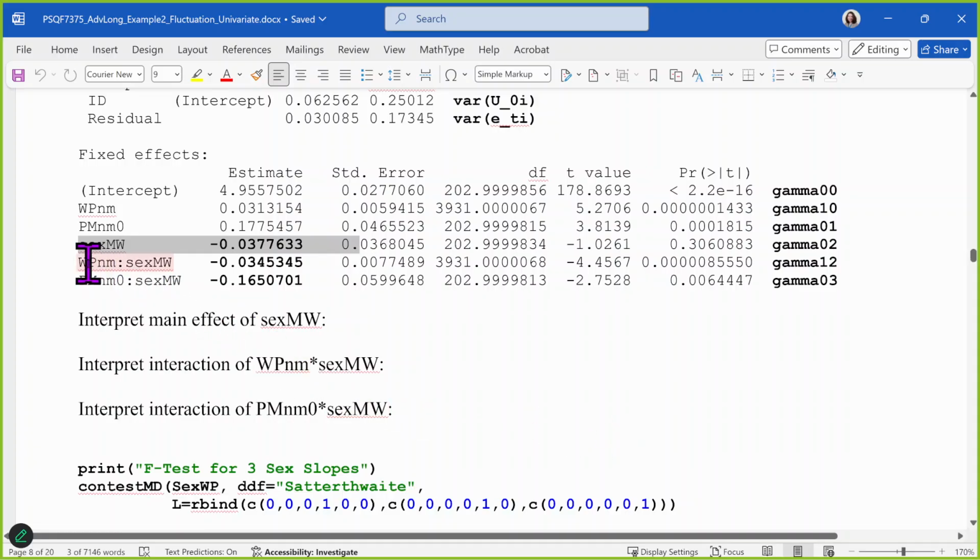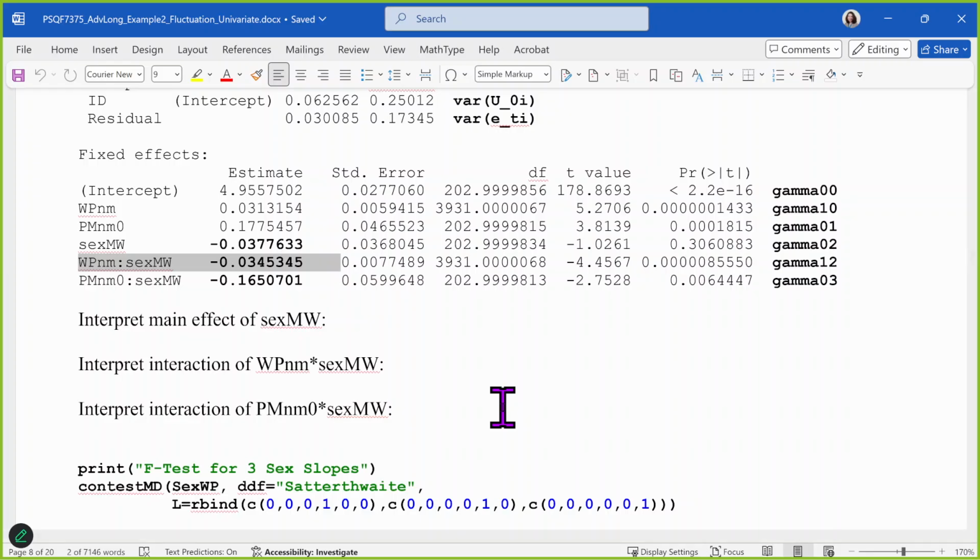What about within person negative mood by gender? Random intercept at level 2 or residual at level 1? Yeah, it's 1 this time because there's no random slope. If you have a cross-level interaction with a level 1 predictor that does not have a random slope, it has to explain residual instead, systematically varying.